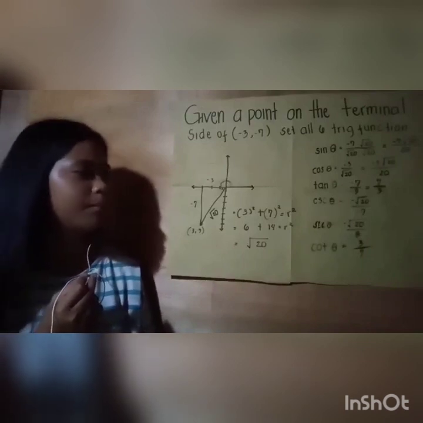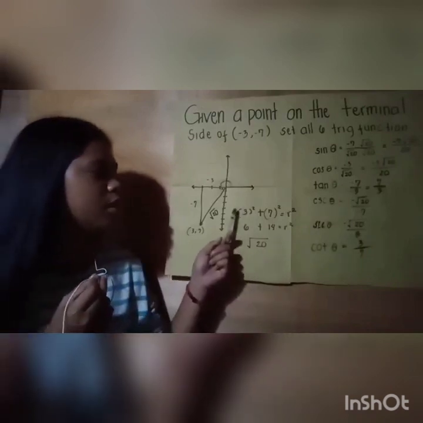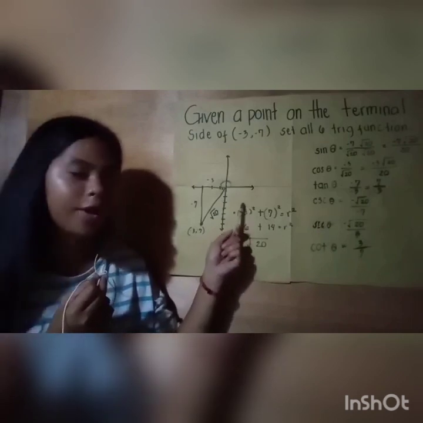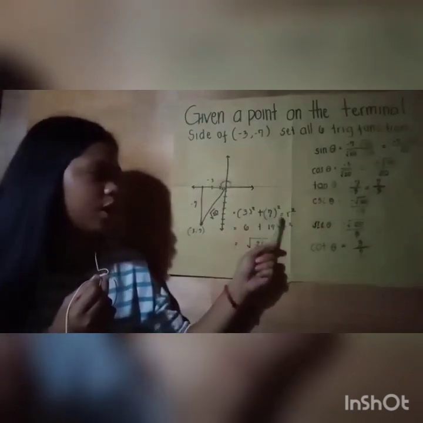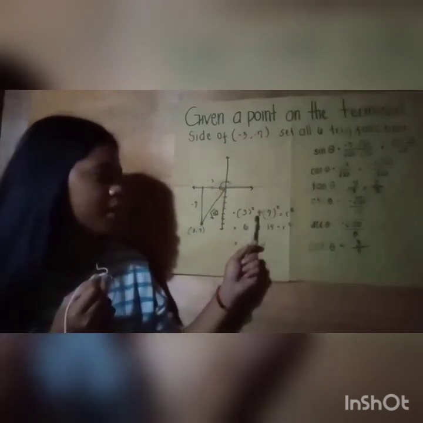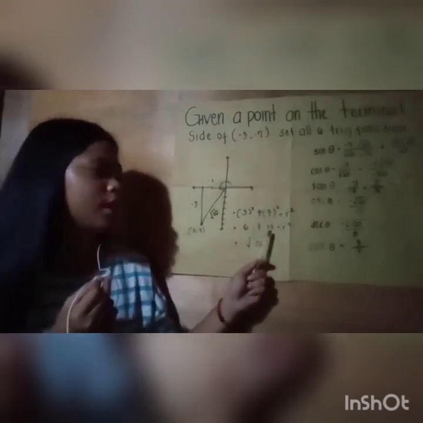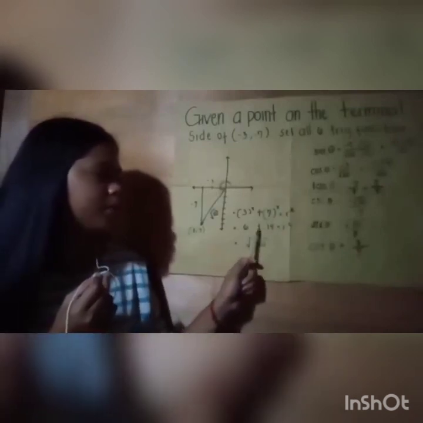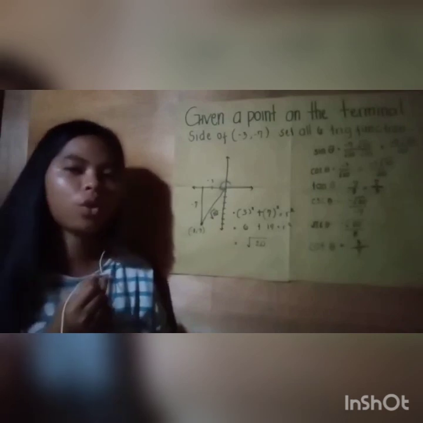Now, a little Pythagorean theorem: 3 squared plus 7 squared equals r squared. 3 squared is 9, plus 7 squared is 49, equals r squared. We need to add 9 plus 49, which is 58, so r is the square root of 58.